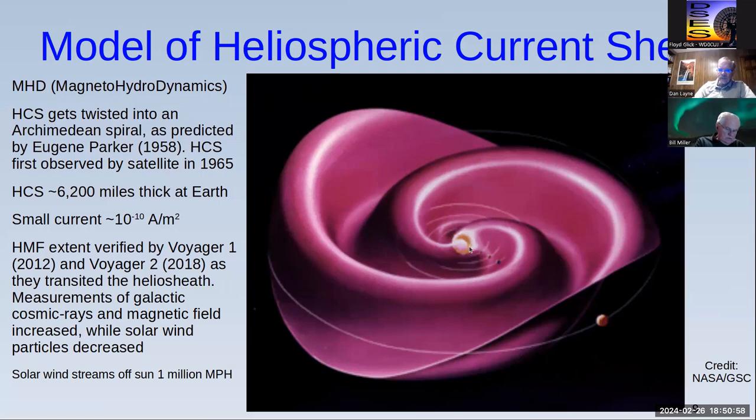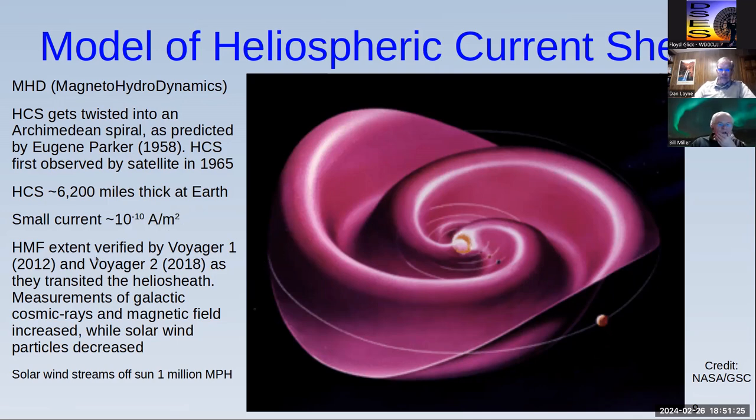This is the sun here. These are the inner planets. Earth's here, and out here is Jupiter. So this is just the sheet out to Jupiter. We're here, and it's 6,200 miles thick here at the Earth. So it's not thin. It is very weak. It's 10 to the minus 10th amps per square meter. That's 100 nanoamps. So it's not strong, but nevertheless, it's measurable. It's there.